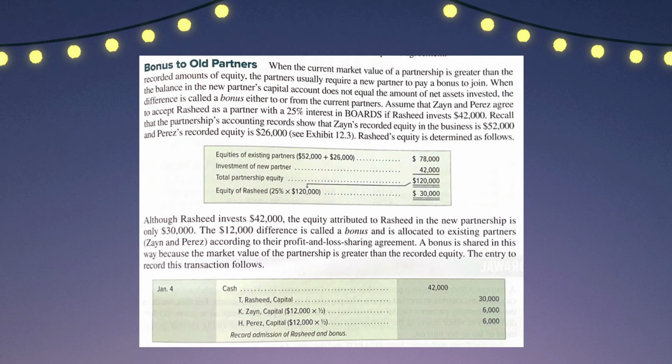Assume that Zane and Perez agree to accept Rashid as a partner with a 25% interest in Boards if Rashid invests $42,000. Recall that the partnership's accounting records show that Zane's recorded equity in the business is $52,000 and Perez's recorded equity is $26,000. Rashid's equity is determined as follows. Although Rashid invests $42,000, the equity attributed to Rashid in the new partnership is only $30,000. The $12,000 difference is called a bonus and is allocated to existing partners according to their profit and loss sharing agreement. A bonus is shared in this way because the market value of the partnership is greater than the recorded equity. The entry to record this transaction follows.